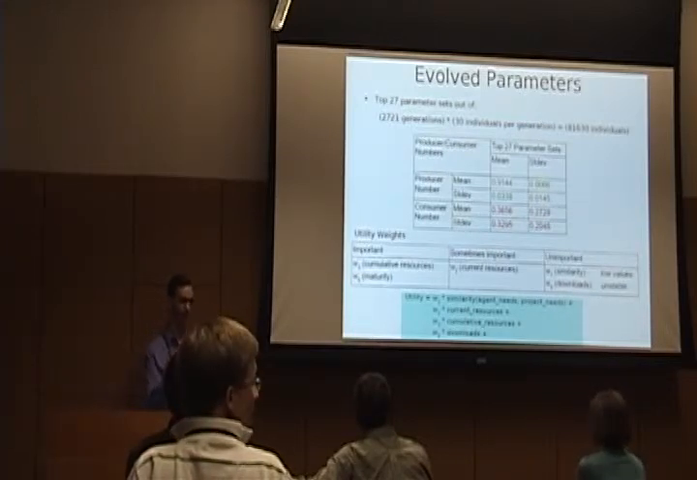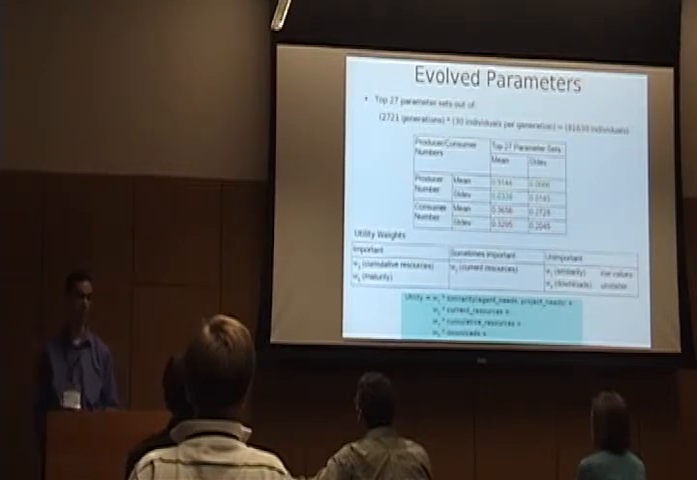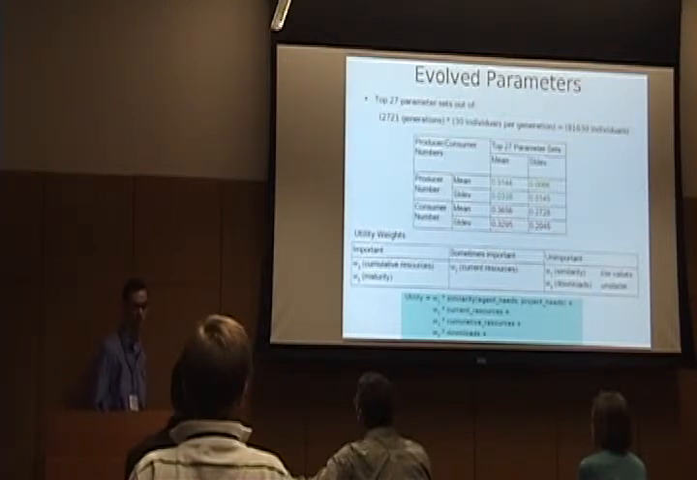Unfortunately, not all solutions came together to be identical, so we did a little cluster analysis on it. And what we found across the clusters is, in general, the cumulative resources and the maturity were high values. Those weights were high, so those were important for developers when they were selecting projects. Sometimes important were the current resources, and typically unimportant were the similarity.